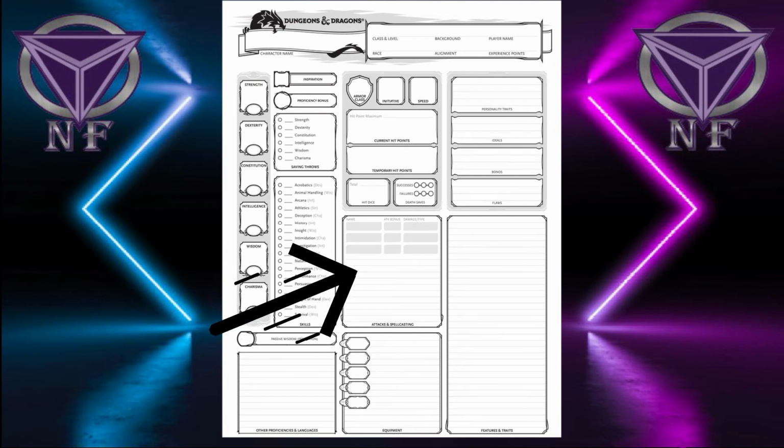Your attacks and spell casting. This is where you're going to put your primary attacks. So if you have a primary spell that you use, like a cantrip, you're going to be putting that there. If you're using a longbow or a greatsword, some type of battle axe, or whatever weapon of mass destruction your character concocted, you are going to be putting that there. You're going to put the attack bonus and the damage.